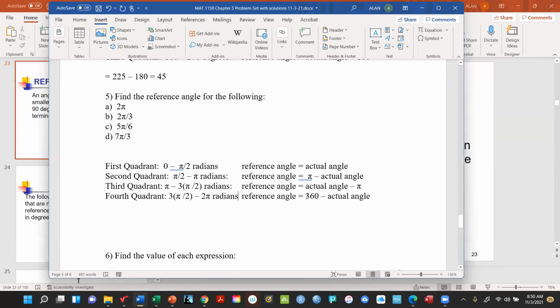And now this becomes 2 pi minus the actual angle. So basically, nothing has changed.